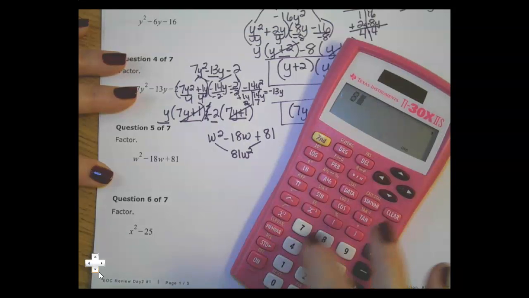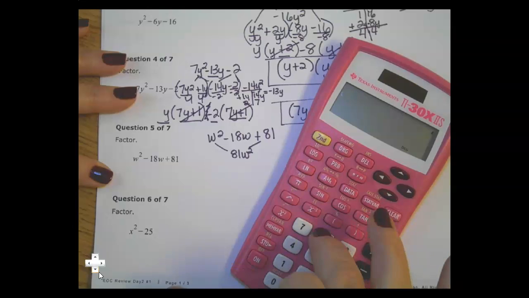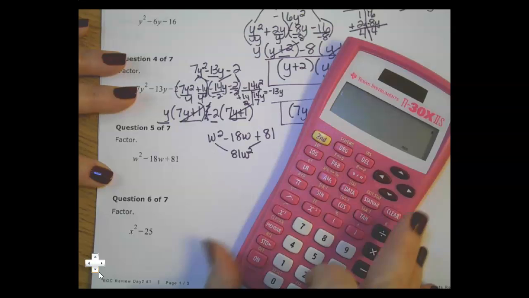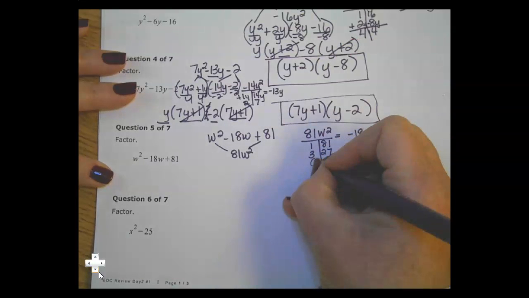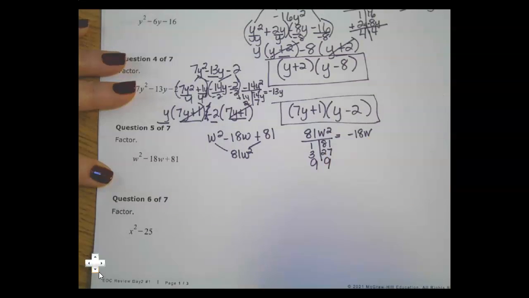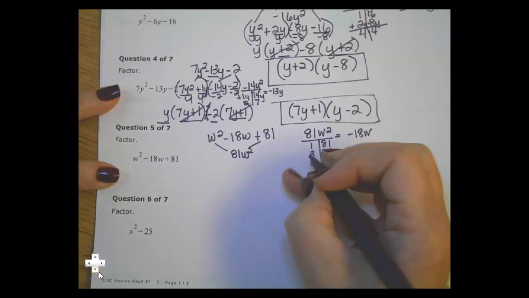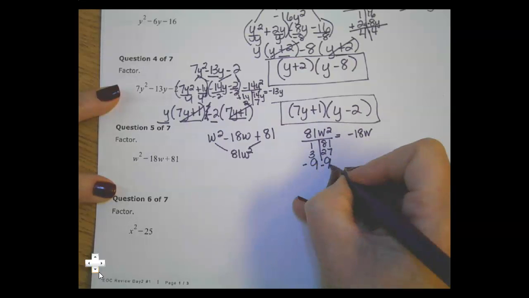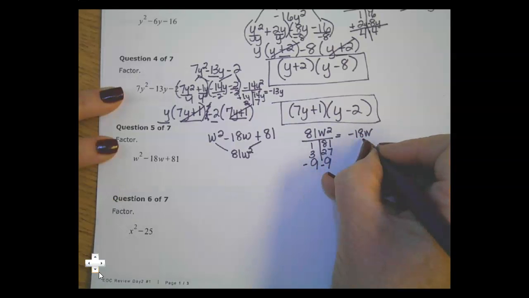How about 6? 81 divided by 6? Nope. 81 divided by 7? Nope. 81 divided by 8? Nope. But we do have 9 times 9, so that's it. Oh, these two together can equal negative 18 if they're both negative. So negative times negative gives us this positive. Negative plus negative gives us negative 18.